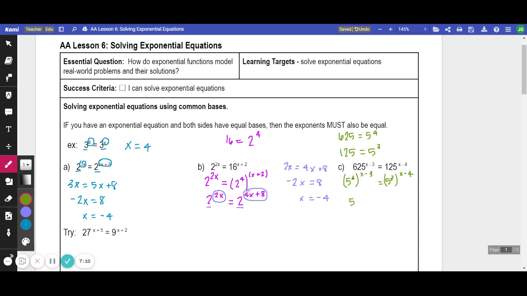When I have a power to a power, we multiply. So 4 times x is 4x. And 4 times negative 3 is negative 12. On the other side, I have 5 for my base, and then power to a power, we multiply. 3 times x is 3x, and 3 times negative 4 is negative 12.